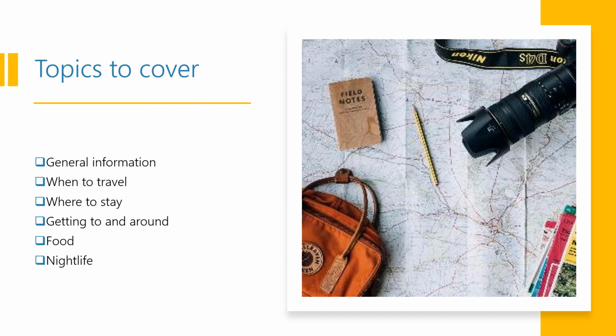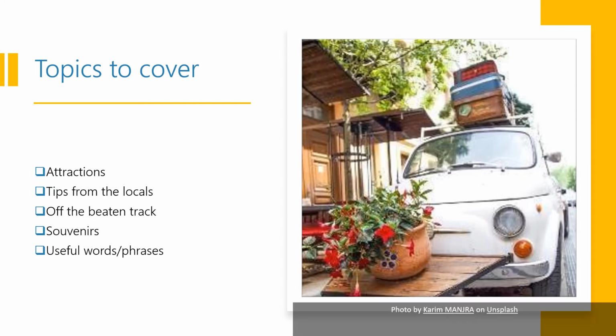Then tell about how to get to your place and around your place. Is there a railway station or an airport, a bus station? Do you have trams? And so on. You can also talk about some food specialties in your area. Suggest some places to go out in the evening and to eat out. Then you should list the most important attractions in your area with short descriptions and engaging photos.